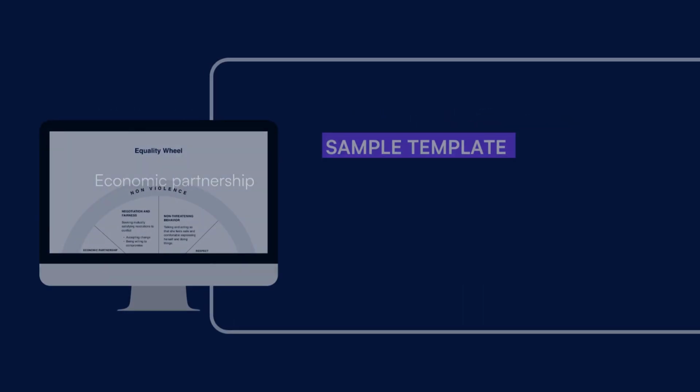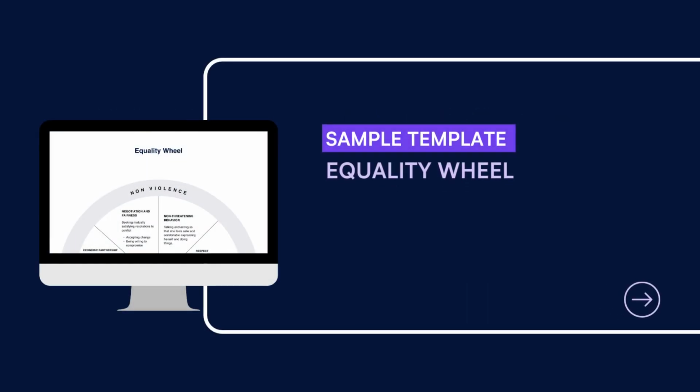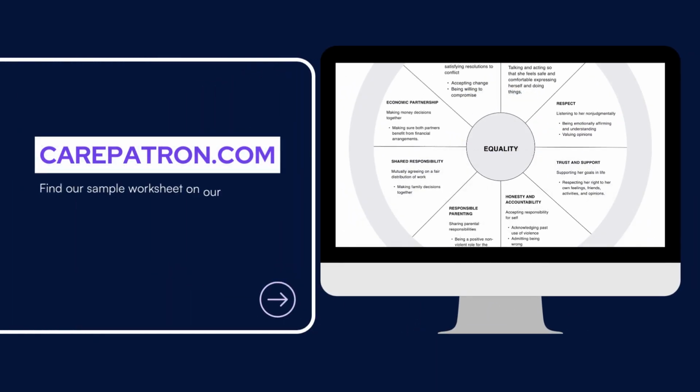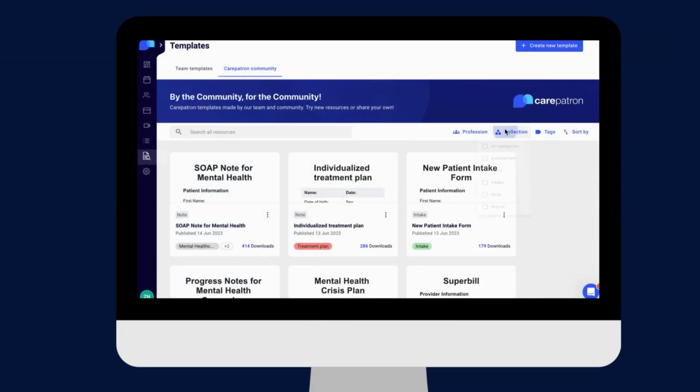Here is a sample of our equality wheel, which you can find on our Carepatron platform. To find our equality wheel, go to our Carepatron platform or click on the link in the description. In our template section, we have a variety of templates and worksheets for you to use with your patients. You can filter or type in the keywords to find the worksheet.